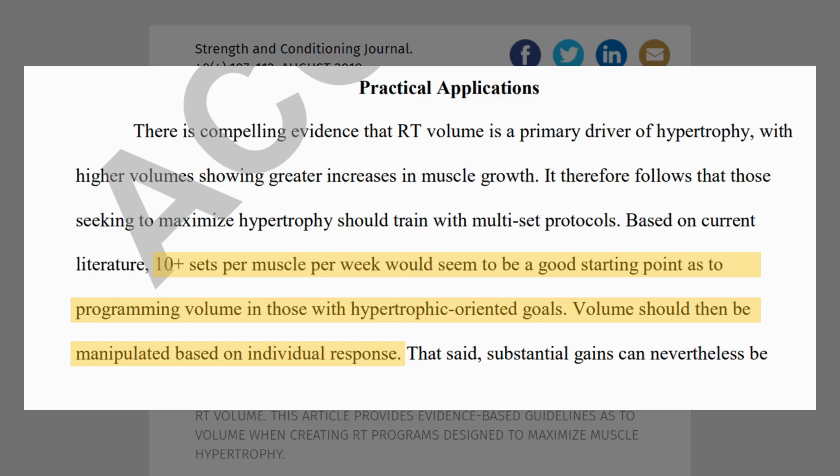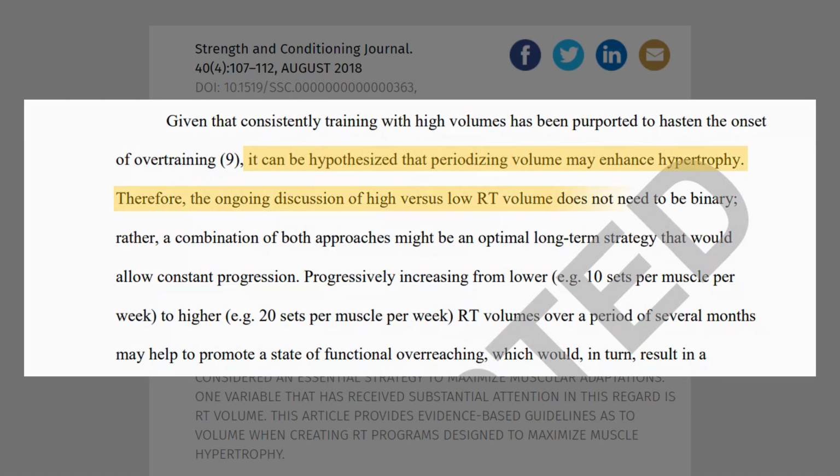The paper also suggests that it may be a good idea to periodize volume over time to avoid exceeding recovery capacity. For example, a muscle group may start with 10 sets per week and build up to 20 sets per week over several months.